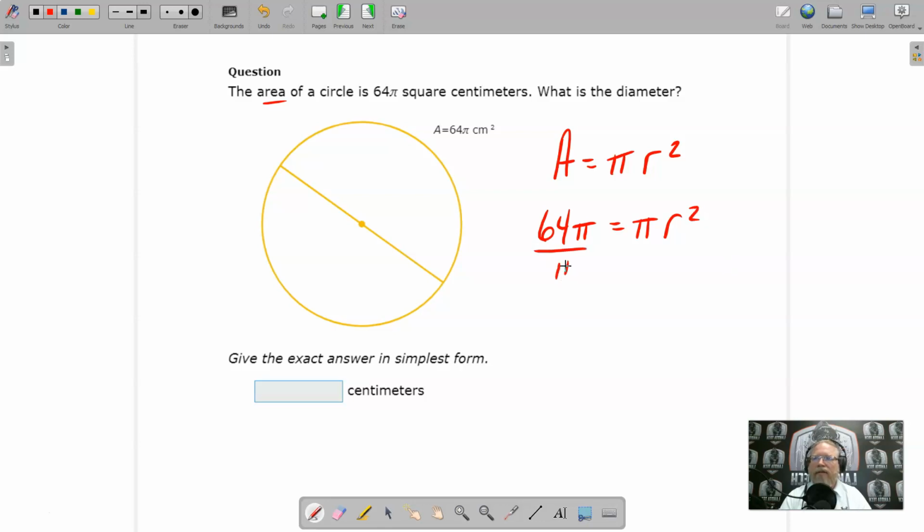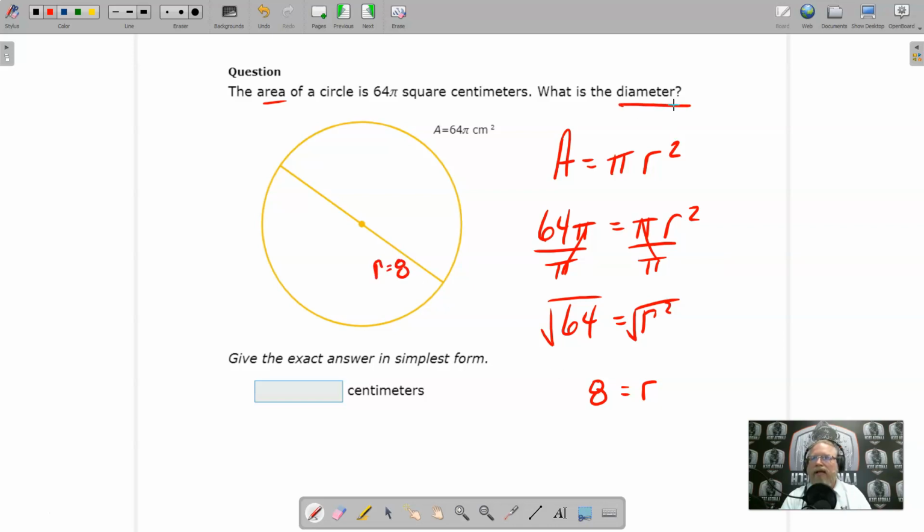Now, let's go ahead and divide by pi. Pi's cancel each other, leave me with 64. And these pi's cancel each other, leave me with r squared. Now, how do we get rid of the r squared? Well, if you did the activity about square roots and the relationships with numbers being squared, you know that if we take the square root of r squared, we just end up with r. And what we do to one side, we need to do to the other. Square root of 64? Well, 64 is a perfect square. So the square root of 64 is 8. So we know that the radius equals 8.